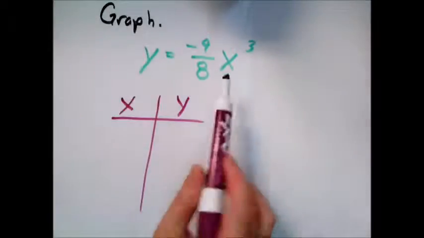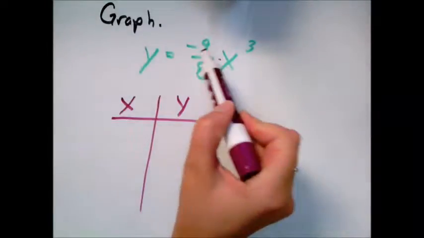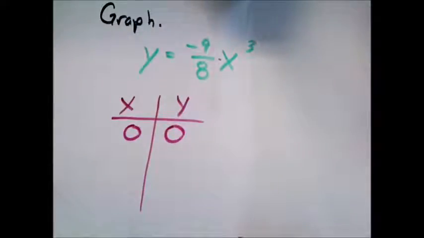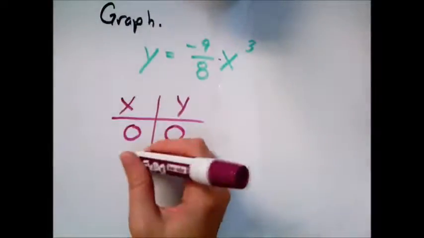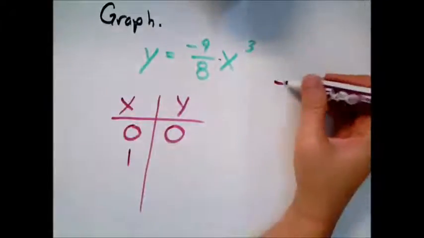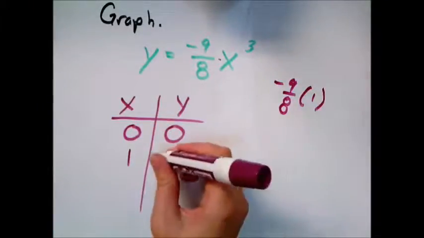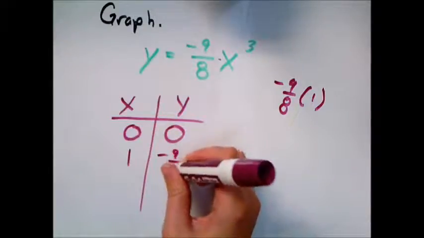One of them that's really easy to plug in is 0, because notice this will be negative 9/8 times 0, so anything times 0 is 0. So that one works out nicely. Then maybe let's say if I put x as 1. So this will say negative 9/8, and 1 to the third is just 1. So it looks like I get negative 9/8.